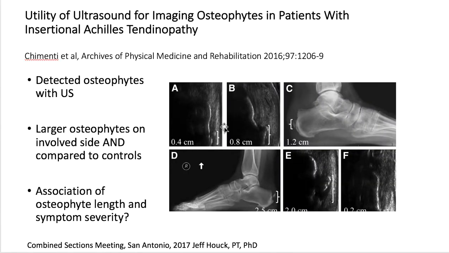So this is some data that we've recorded in comparing ultrasound and radiographs in patients with IAT. We found that involved side osteophytes using ultrasound measurements were larger than the uninvolved side, and that there was a correlation between the length of the osteophyte and their pain and severity.